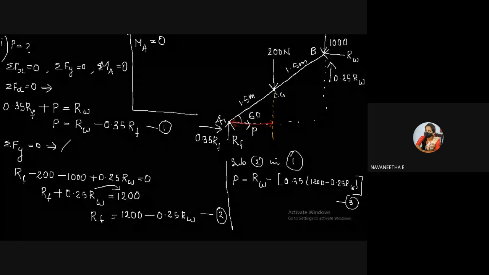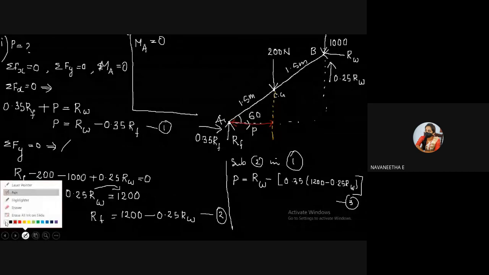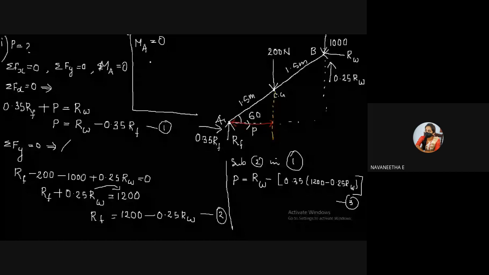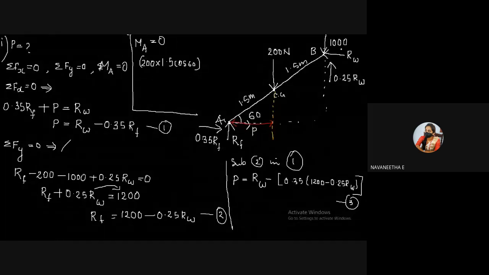So we can write 200 into 1.5 cos 60. The rotation is clockwise, so it is positive. 200 into 1.5 cos 60. The value is positive because the direction of rotation of this moment is clockwise. So next is 1000 Newton. While considering 1000 Newton, it is also positive, because the direction of rotation is clockwise while considering the moment about A.